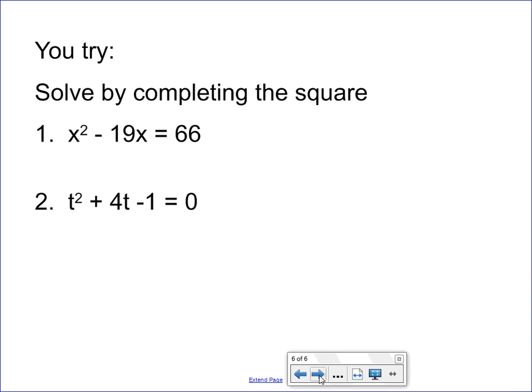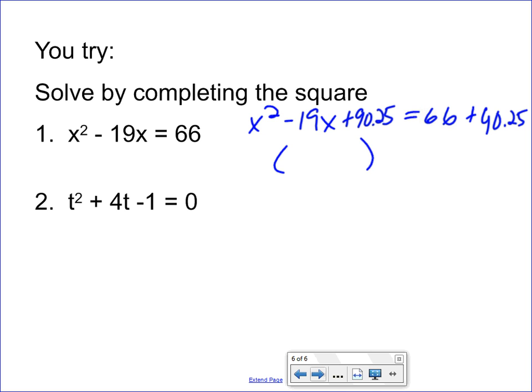Okay, so for this one, this one's going to be a little bit different simply because when you take half of 19, it is 9.5. So we have to take 9.5 and square it, and 9.5 squared becomes 90.25. So we're going to add on 90.25 to both sides.